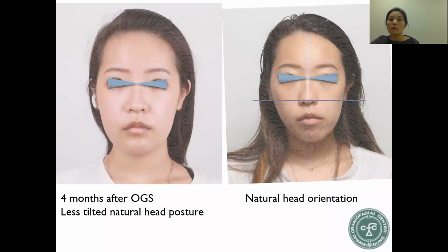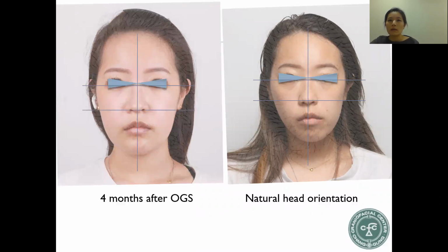And 4 months after OGS, clinically, her natural head posture was less tilted. That's shown in this picture. And I suggested she keep an upright and straight head posture. And I used the proper head position to check the treatment outcome. The symmetry outcome is quite good, as we planned. And the major goal of natural head orientation is to get the most harmonious, most symmetric face if possible.